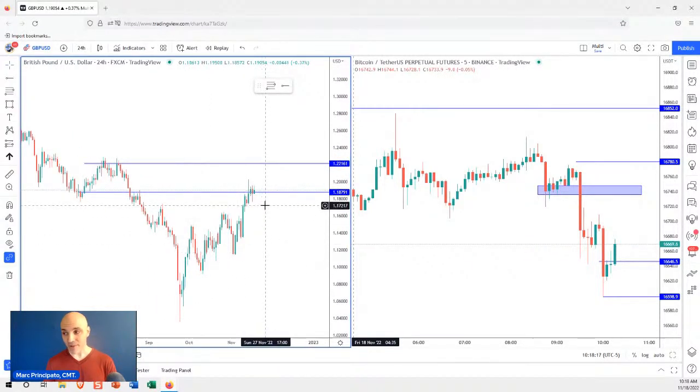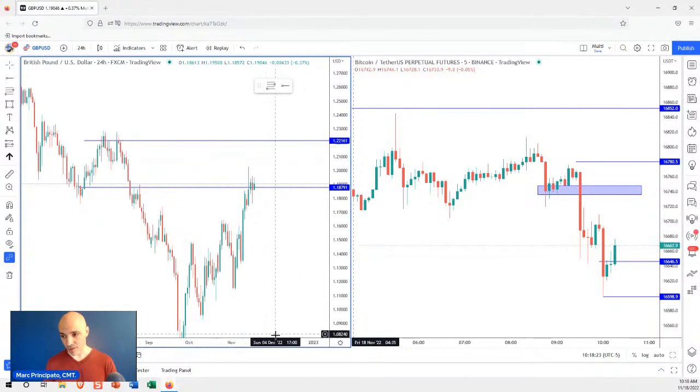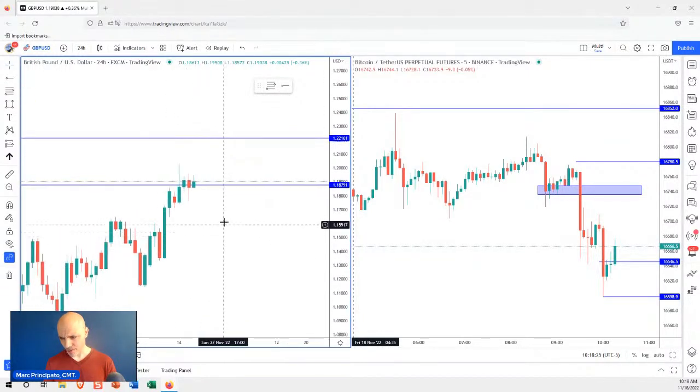So, I mean, the pound, you're going to have to use a wide stop on the pound, and there's no signal on the pound. The euro actually has a signal. Actually, the pound had something. There was an inside bar here, and then you had this outside bar, and now it's just sitting here, okay?